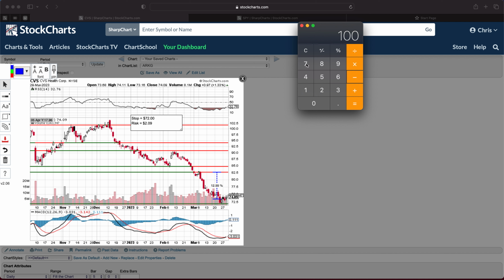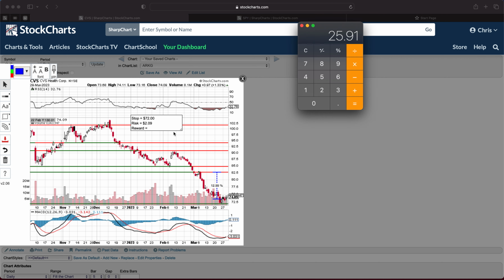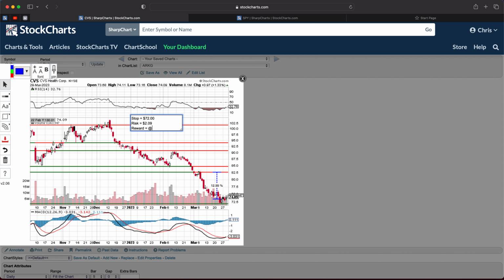Subtract the price that I buy in, $74.09. So I'm looking to get $25.91 per share, right? That's my reward, and my risk is $2.09, right? That's how you would calculate your reward. So right here, using that price target, it would be $24.09. For mine, it's not going to say this because I'm going to scale out as we go up.